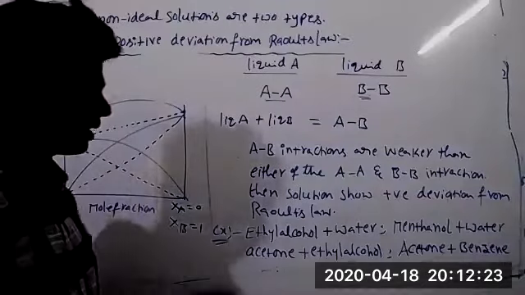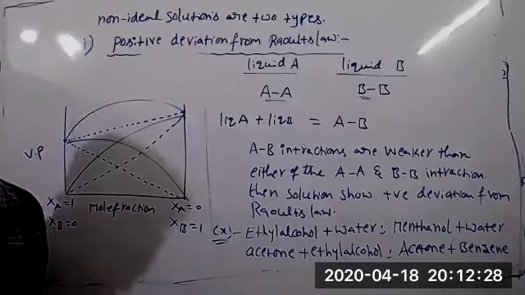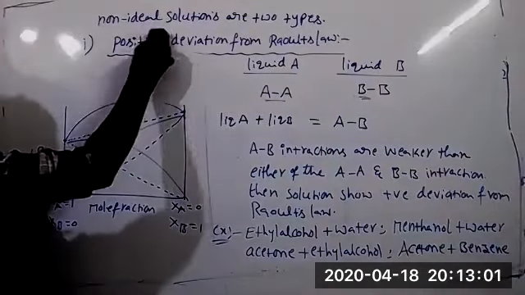Okay, completed. Graph and examples. Rachna, Ritesh, completed? Yes, sir. Any doubt here? No. Chirag, Harsh, completed? Yes, sir. Any doubts? No, sir. Okay, now we're going to negative deviation from Raoult's law.